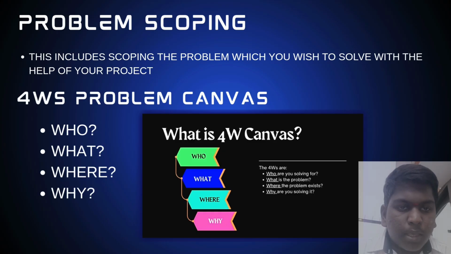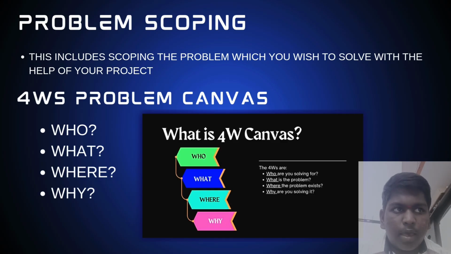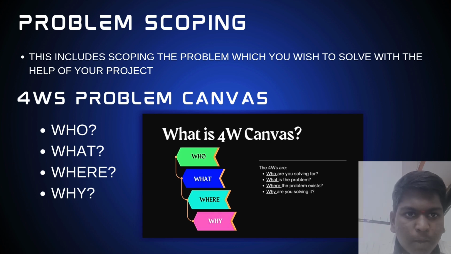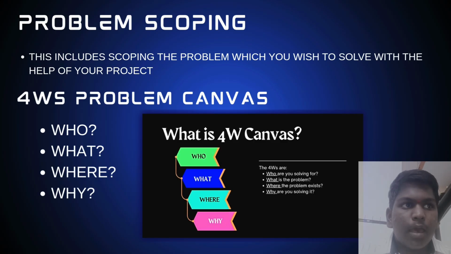In problem scoping, you have the 4W canvas: who, what, where, why. These are the four which you can use to frame a set of questions so that the problems can be solved. Who stands for who are you solving for, what stands for what is the problem, where stands for where the problem exists, and why stands for why are you solving it.